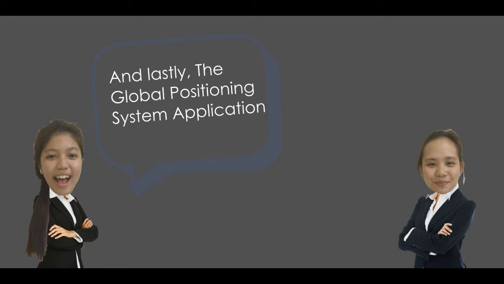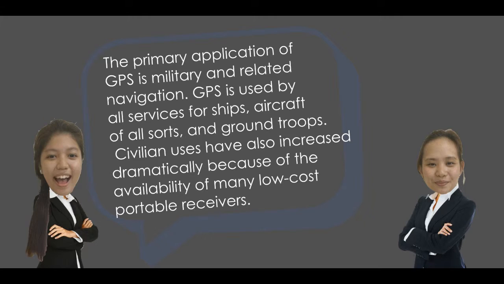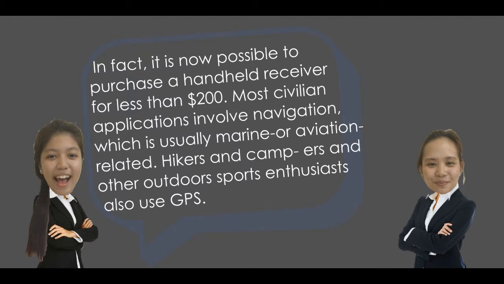And lastly, the Global Positioning System applications. The primary application of GPS is military and related navigation. GPS is used by all services for ships, aircraft of all sorts, and ground troops. Civilian uses have also increased dramatically because of the availability of many low-cost portable receivers. In fact, it is now possible to purchase a handheld receiver for less than $200.